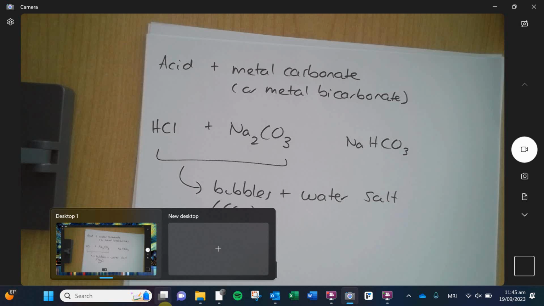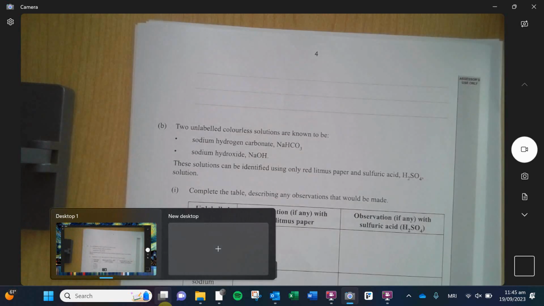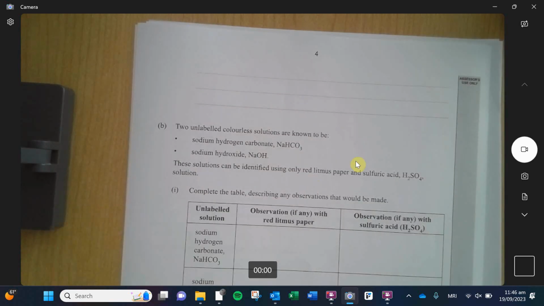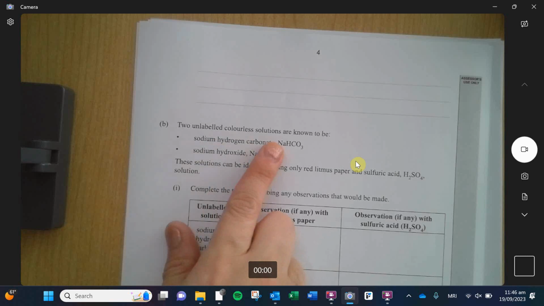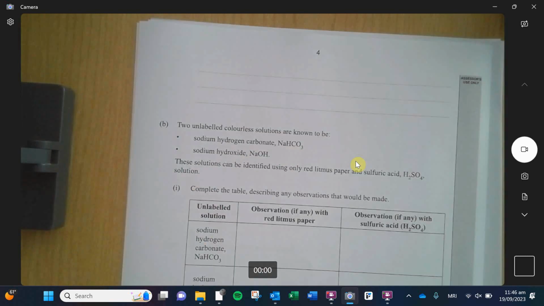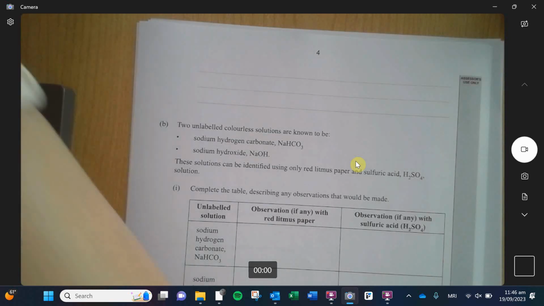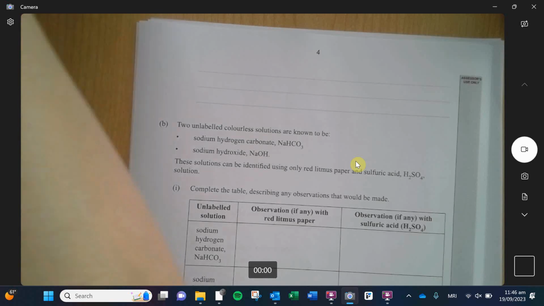So we're looking at page 4 to start with. There we go. All right. So we can see that they have 2 labeled colorless solutions. One is sodium. Oh, do you guys want the felt markers now? You don't have to match my color code. I'm not doing anything specific. I'm just picking colors at random.